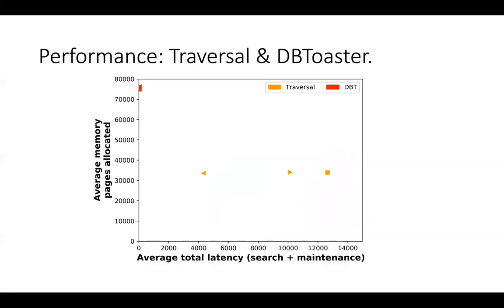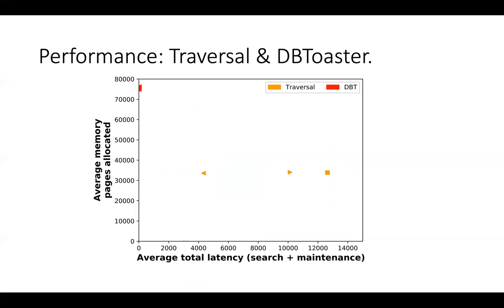We measure the performance in terms of latency and memory consumption for TreeToaster on large ASTs. This graph shows the comparison between TreeToaster and tree traversals. As expected, TreeToaster has significantly better latency than traversals over the AST. But TreeToaster also ends up consuming twice the amount of memory.